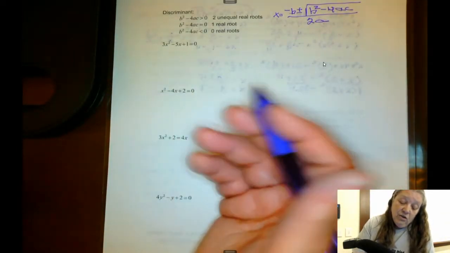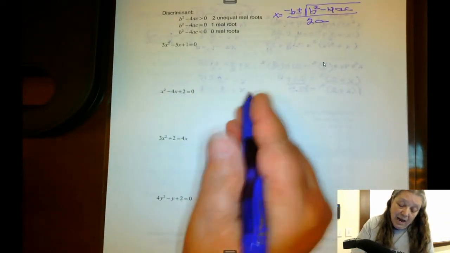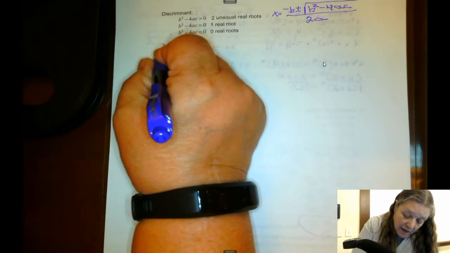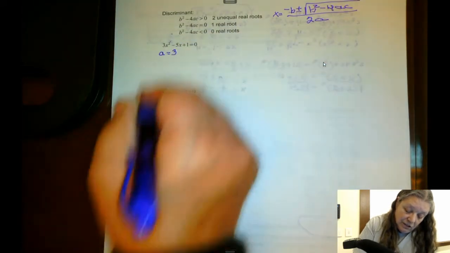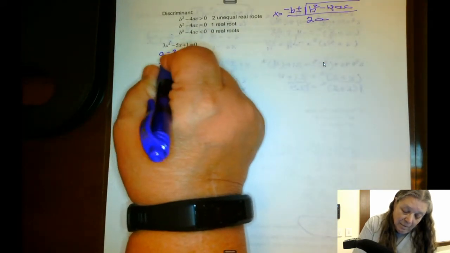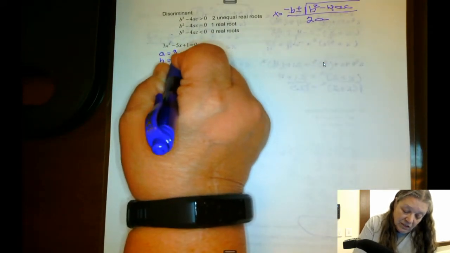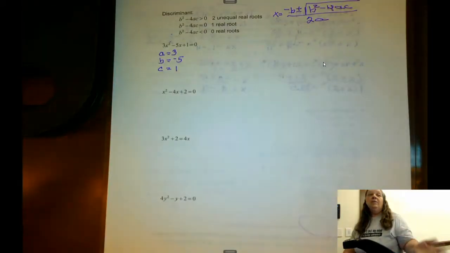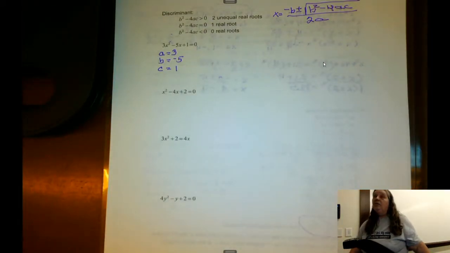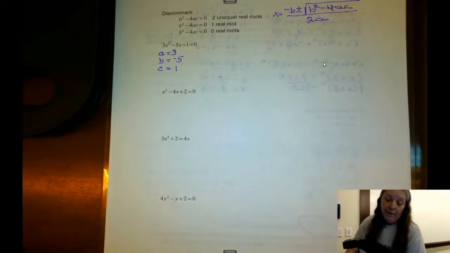So the first thing you need to do is identify A, B, and C. Well, A is the coefficient of the second degree term, so it's 3. B is the coefficient of the first degree term, so it's negative 5, and C is the constant. Now, sometimes it may not be written in standard form, so it may make it a little more difficult to figure out A, B, and C. You can always go back and write it in standard form.